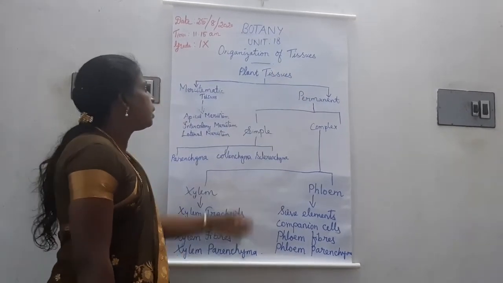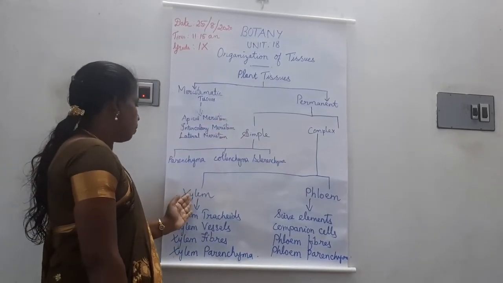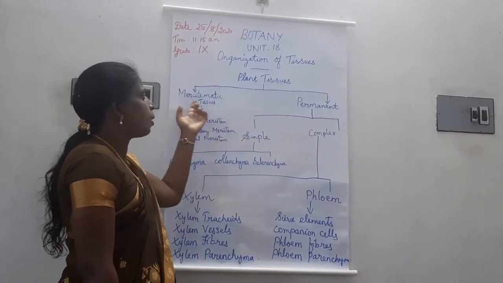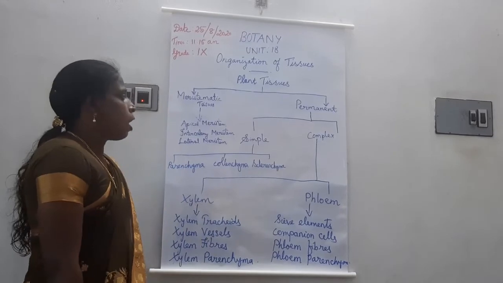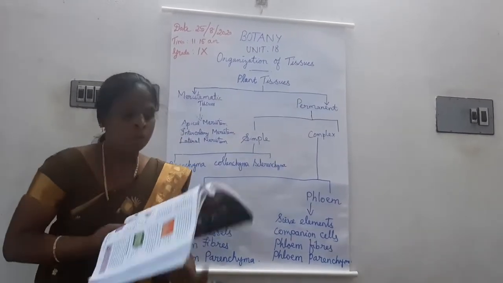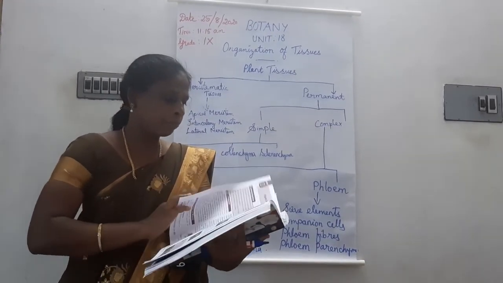So we have learned about the types of plant tissues and their characters, the differences between xylem and phloem, and the differences between meristematic tissues and permanent tissues in this chapter. So now you can mark the questions. Take the book and mark. First you can mark the detailed question.